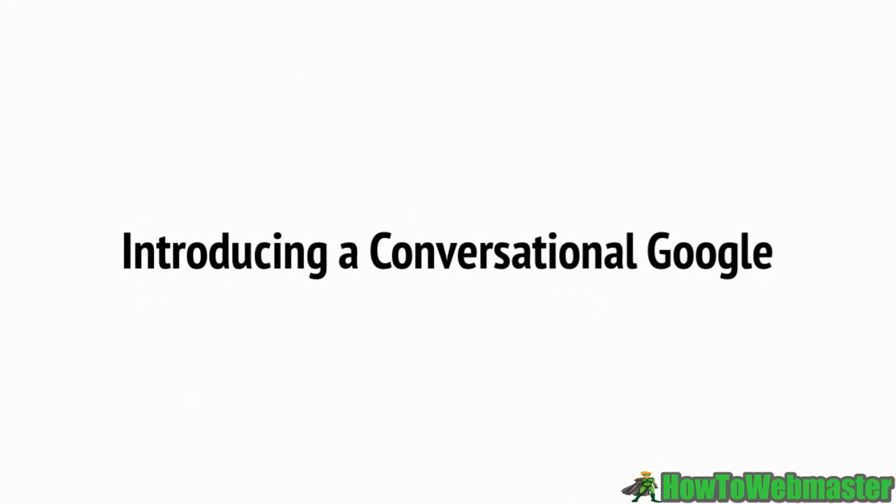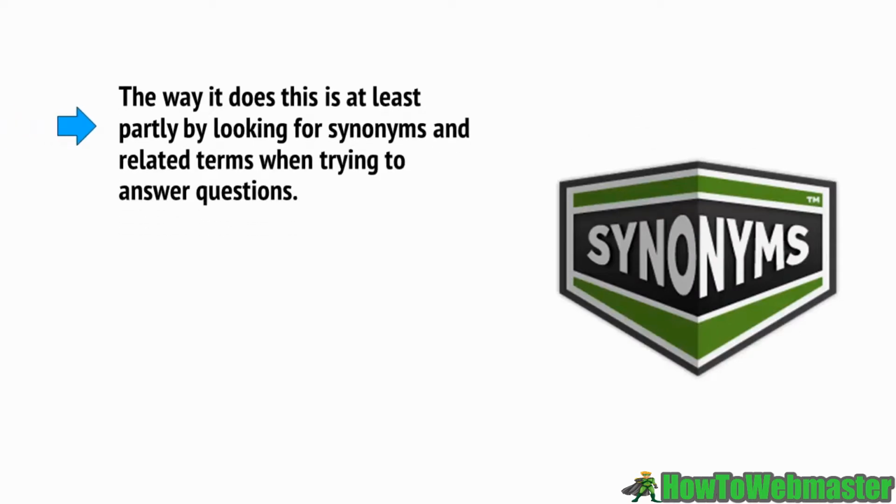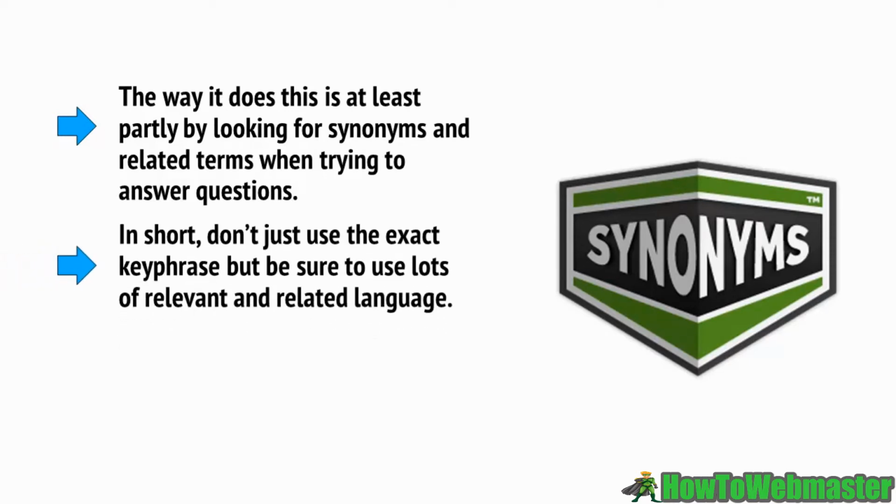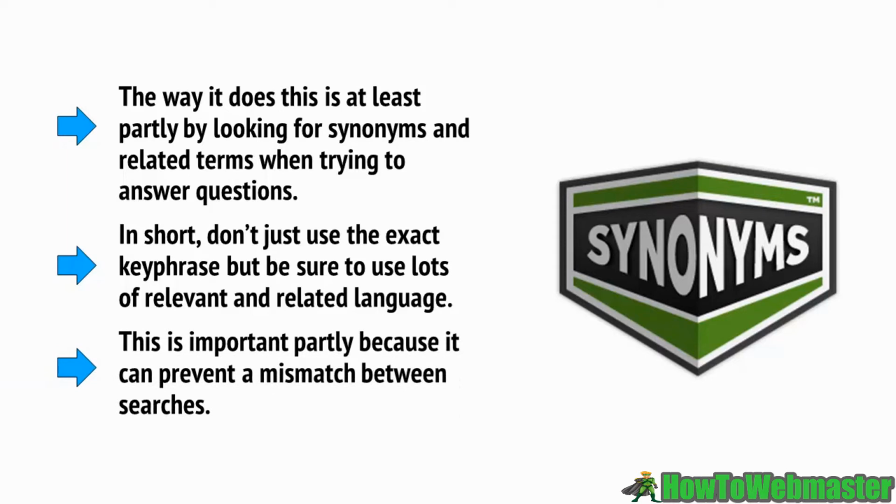At the same time, you also need to consider something called LSI, or latent semantic indexing. This is basically a fancy term for how Google now understands actual meaning rather than just looking to match words. The way it does this is at least partly by looking for synonyms and related terms when trying to answer questions. In short, don't just use the exact key phrase, but be sure to use lots of relevant and related language.